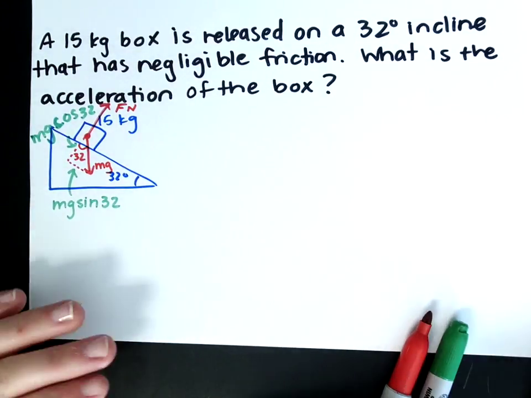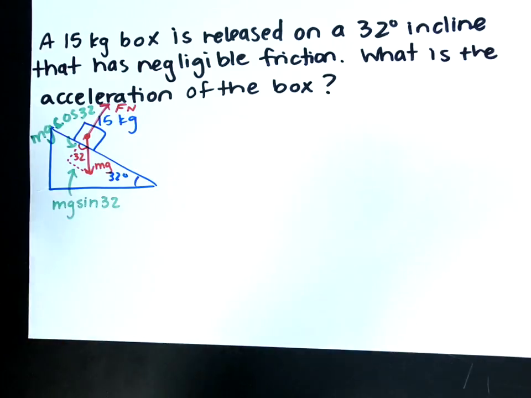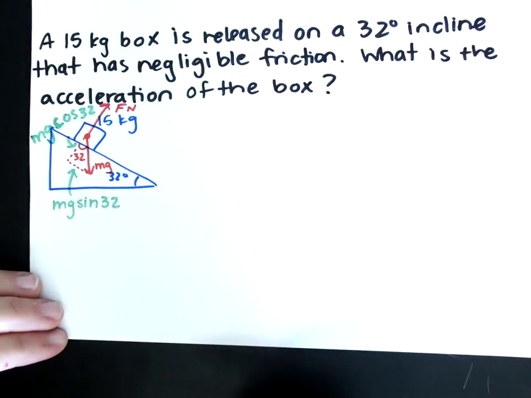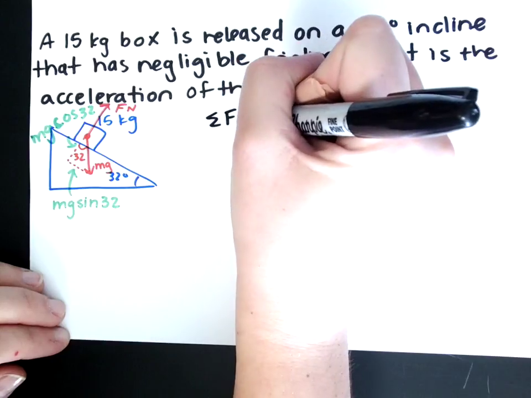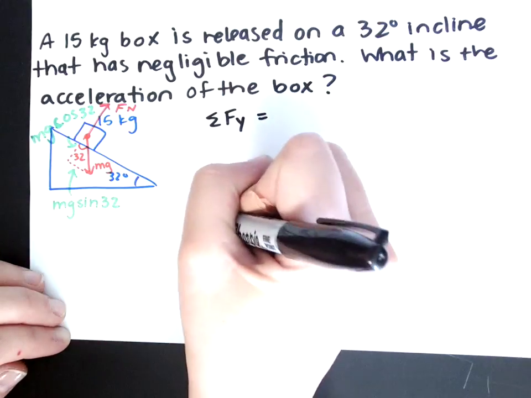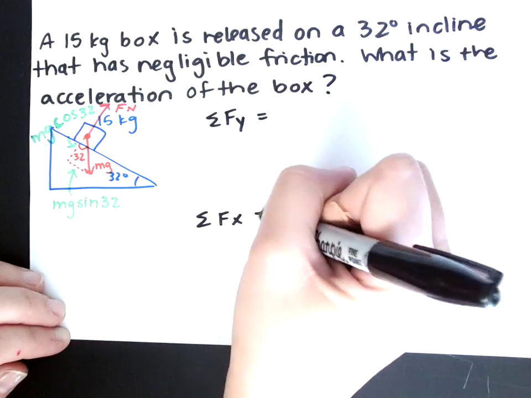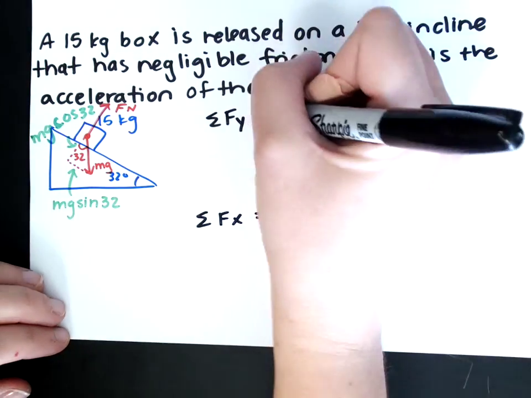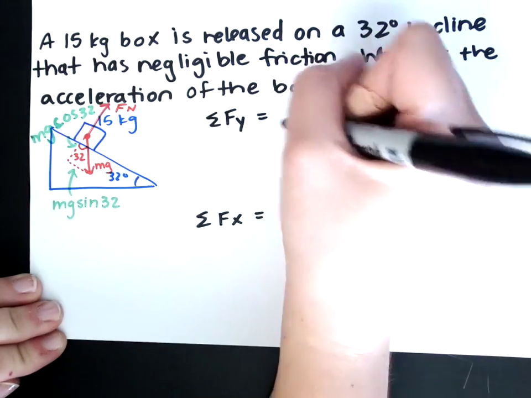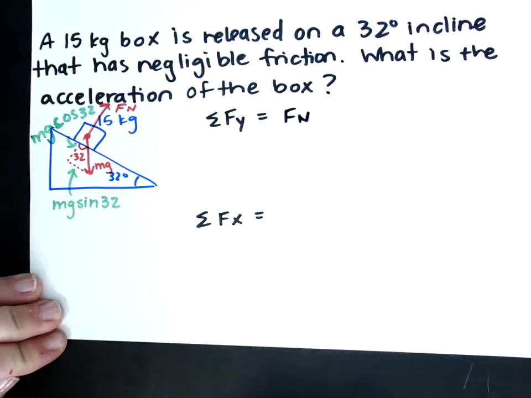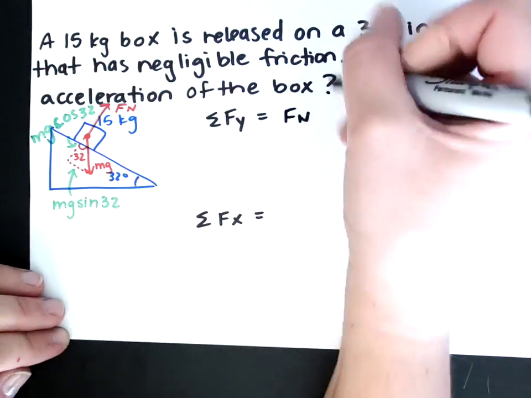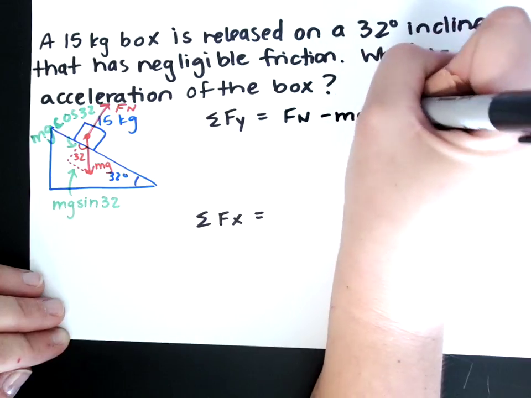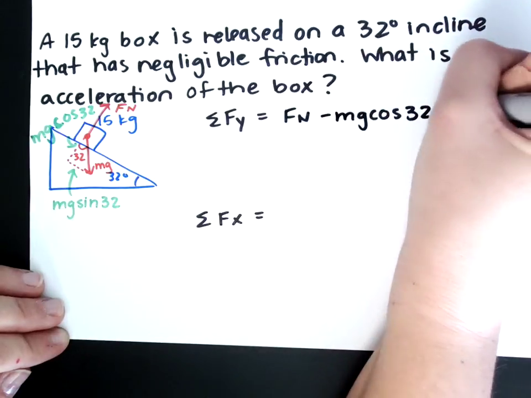And now for our equations. So our system of equations, well, we have x forces and y forces, so we're going to need an equation for both the y direction and the x direction. So our y direction, F normal is going upwards, so F normal is positive. Mg cos 32 is negative because it's down, so minus mg cos 32, and that equals ma.